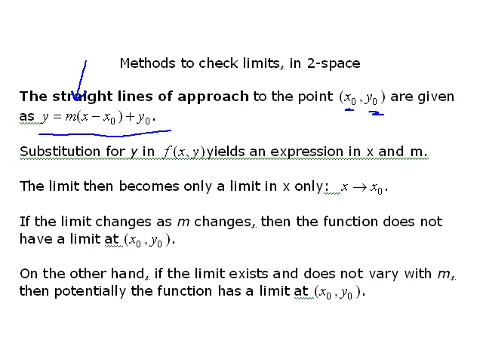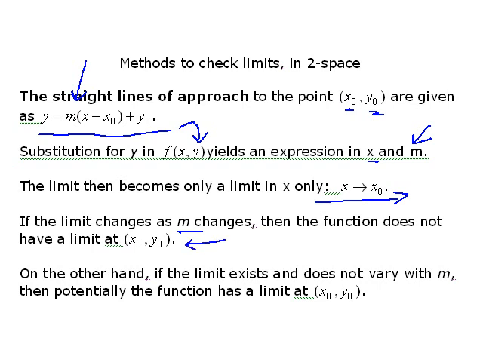Then you substitute this expression for y into your function, and that will give you an expression for x, and you're going to take the limit as x goes to x naught. There will still be the m, because you haven't given that a value, and then you look at what happens to the limit. If the limit depends on m, that means the limit changes for every value of m, then the function doesn't have a limit at x naught, y naught.